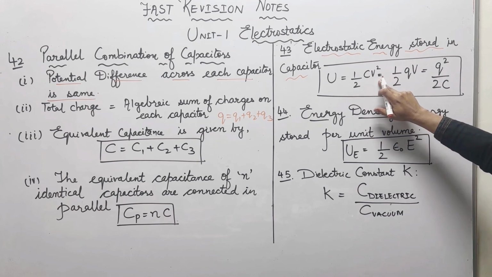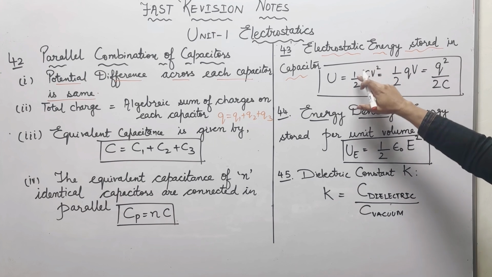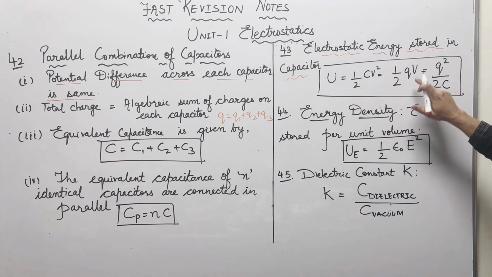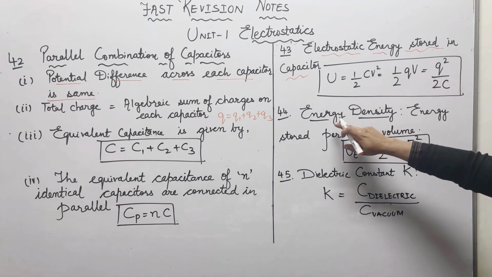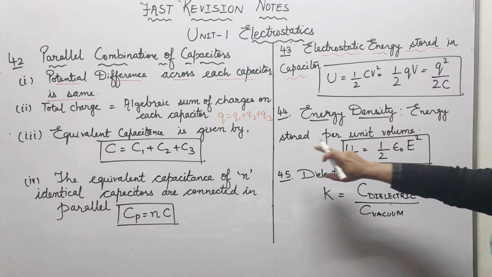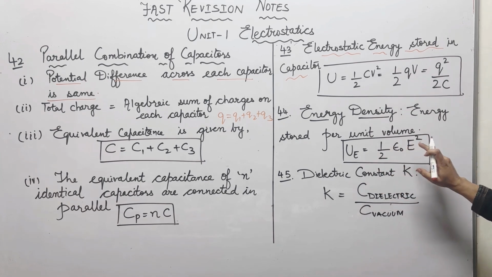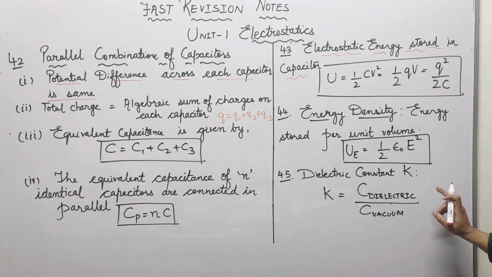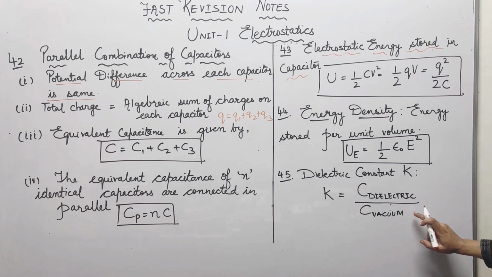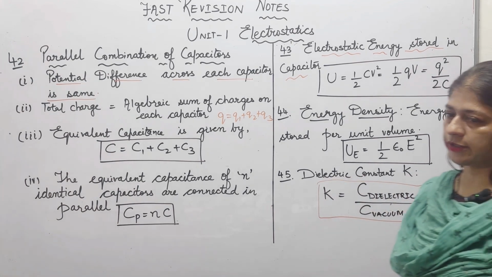The next, the 43rd point, is about the electrostatic energy stored in a capacitor, that is given by half CV square. Now Q is equal to CV. According to that, we can make changes in this. So that will also be equal to half QV, that is also equal to Q square upon 2C. Energy density is energy stored per unit volume, and the value of that is half epsilon naught E square. Dielectric constant is the ratio of the capacitance in the dielectric medium to the capacitance in the vacuum. So this is about the dielectric constant.